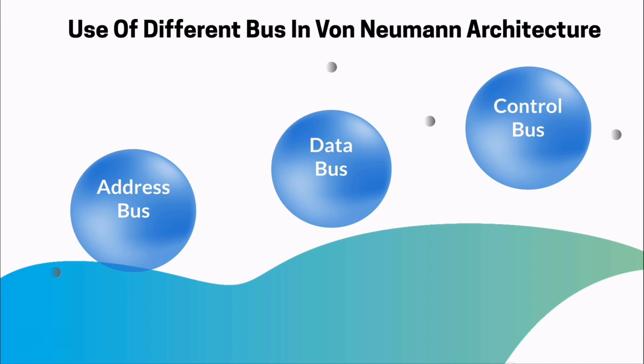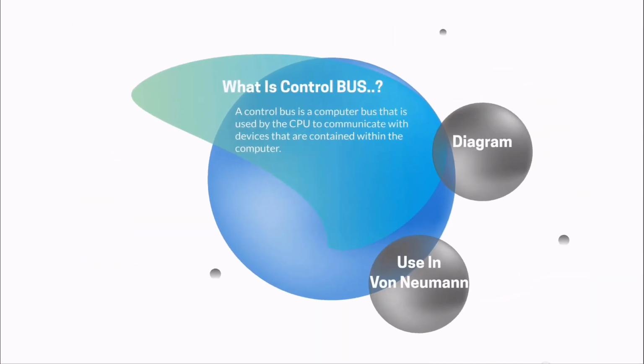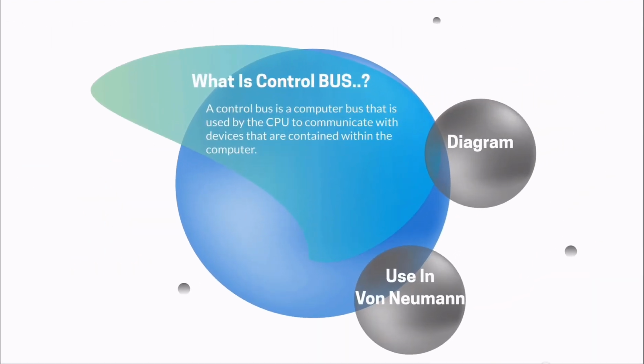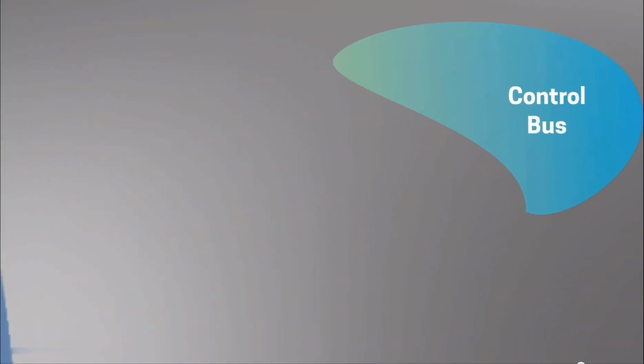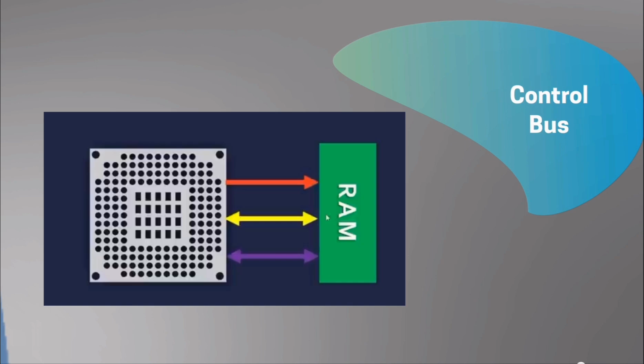After the address bus and data bus, the next bus is the control bus. A control bus is a computer bus that is used by the CPU to communicate with devices that are contained within the computer. This occurs through physical connections such as cables or printed circuits. The control bus is used to determine data processing. As you can see in the diagram, the control bus is bidirectional.